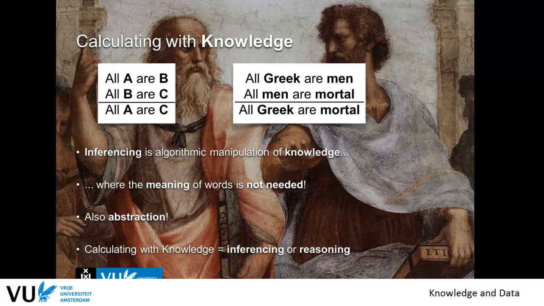Calculating with knowledge thus means inferencing or reasoning. And the trick is that this is all based on formal semantics. Basically, this is an implementation of the entailment relation that we have introduced, already discussed several times for formal systems in the first 2 weeks, and that we are also going to define for the languages that we introduce this week and next week.